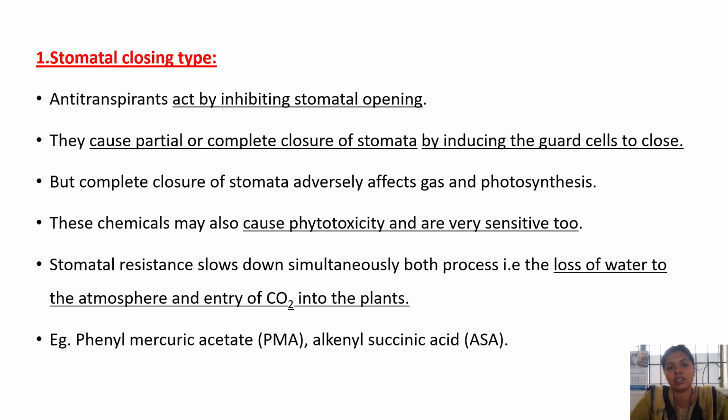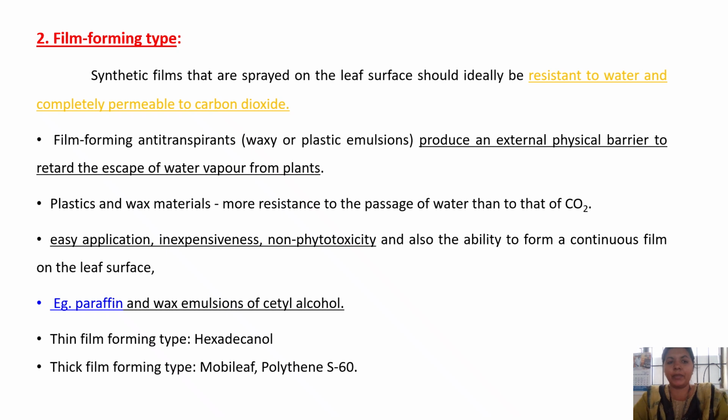So stomata closing type: some chemicals like phenyl mercuric acetate, alkenyl succinic acid, when sprayed on the plants, will close the stomata. A very important thing which we should consider is the dosage which we use, because these plants are very sensitive to stomata closing. If it closes the stomata completely, photosynthesis will get affected, phytotoxicity will occur in your crop plants, and your crop plant will die.